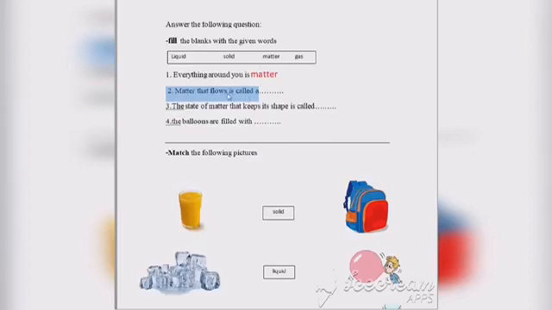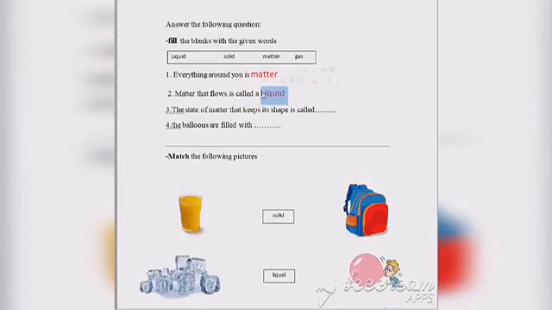Matter that flows is called a liquid. Easy. Let's go to the third question.